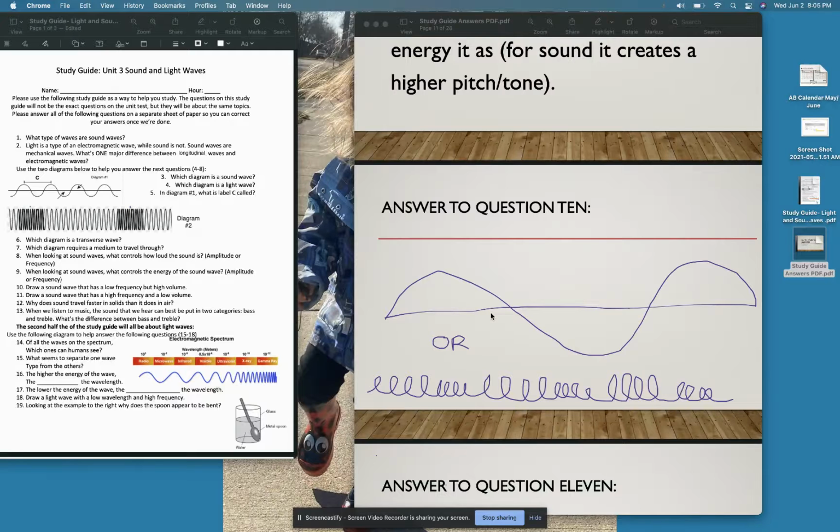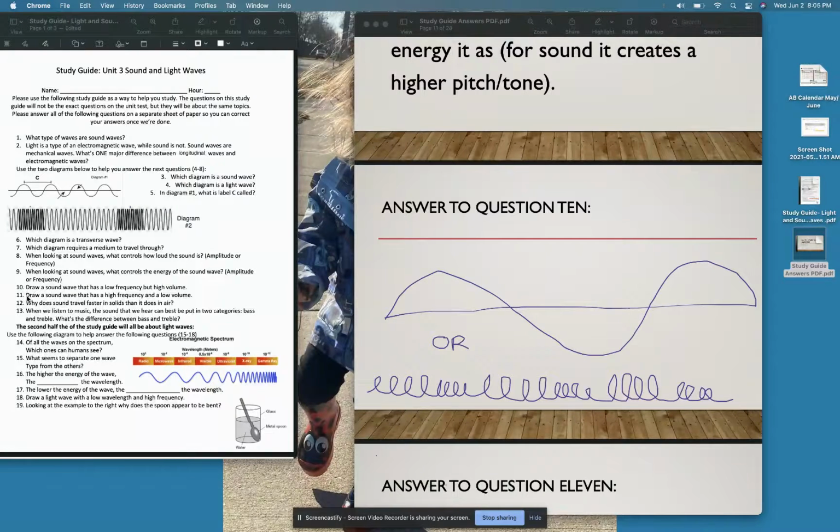We have done it like this in the past, so this is still correct too. Where you have not a lot of low frequency, aka not a lot of vibrations, but high volume. That means the waves are going to be tall. So this is what your answer to number 10 would look like.